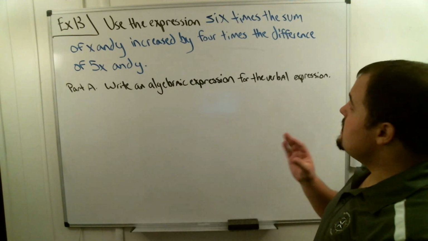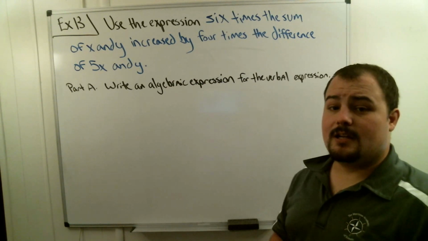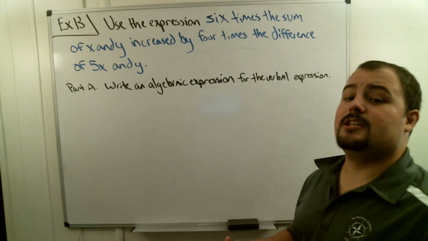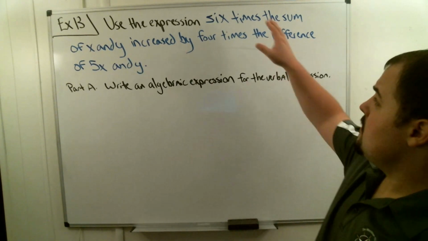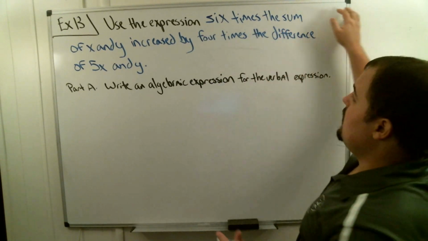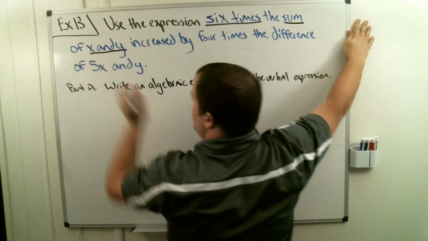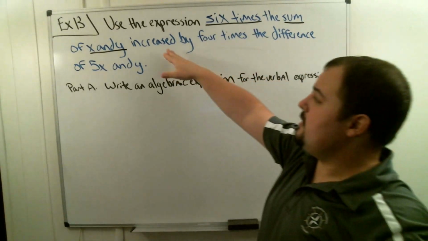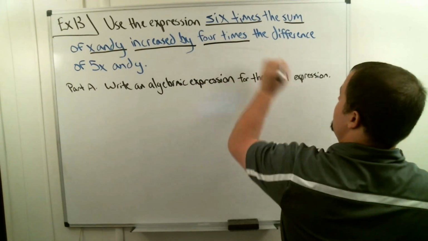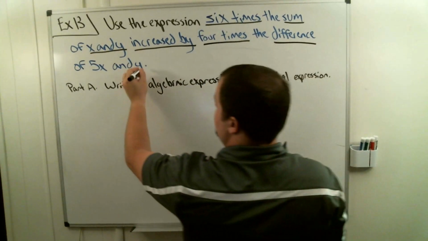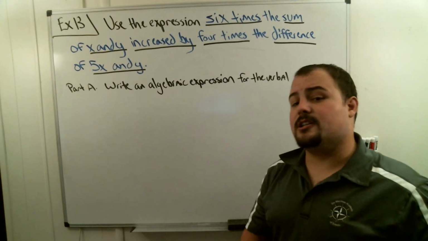It says use the expression 6 times the sum of x and y increased by the difference of 5x and y. You could end up with some problems that look kind of like this when doing the state test and stuff like that, so I want to make sure that you're ready and you can actually solve them. 6 times the sum of x and y. Well, I know that I have multiplication, I have addition of x and y. Now, increased by is also addition. Then it says 4 times the difference, which means subtraction, x and y. So I have all these different things happening, and all I did was underline the small pieces that they gave me in the problem.